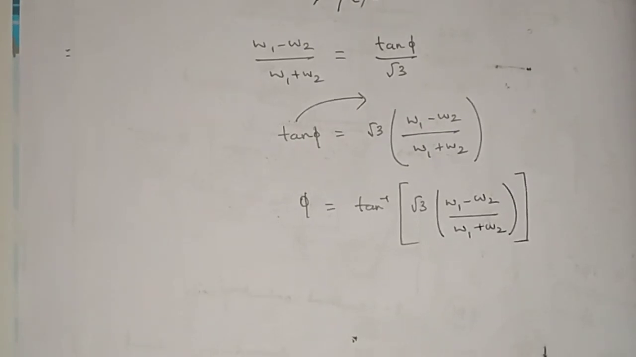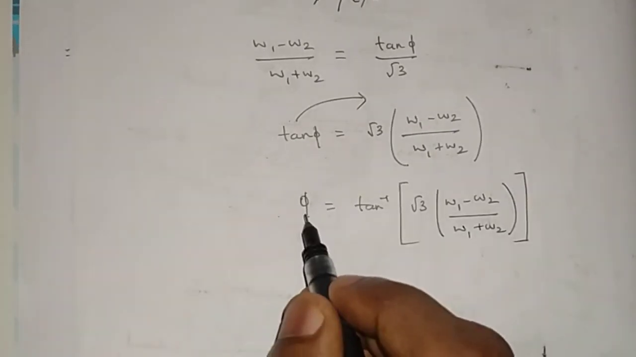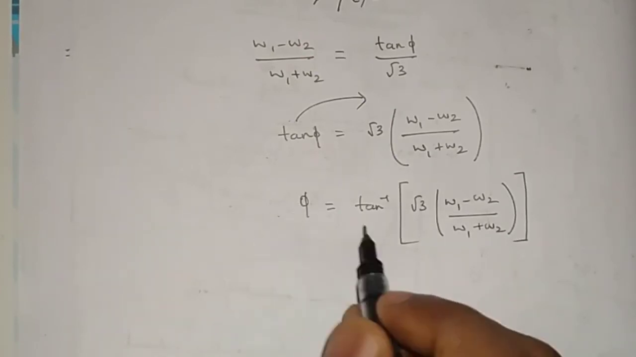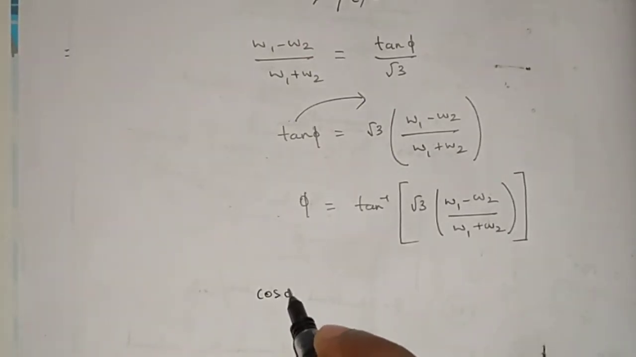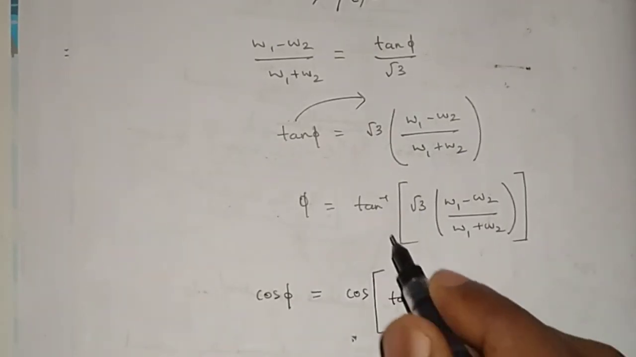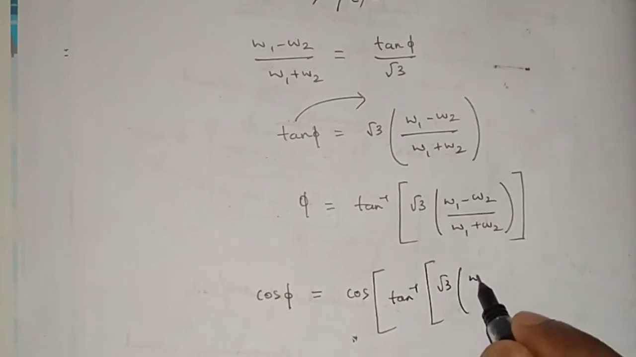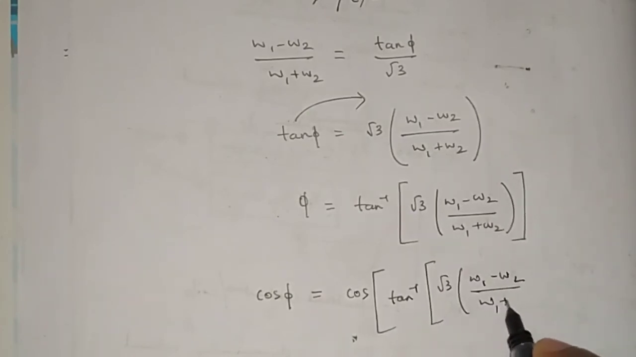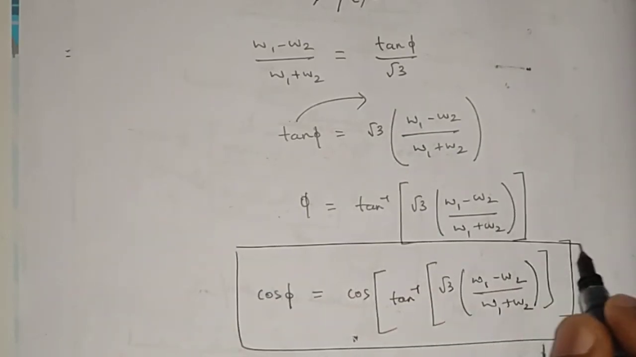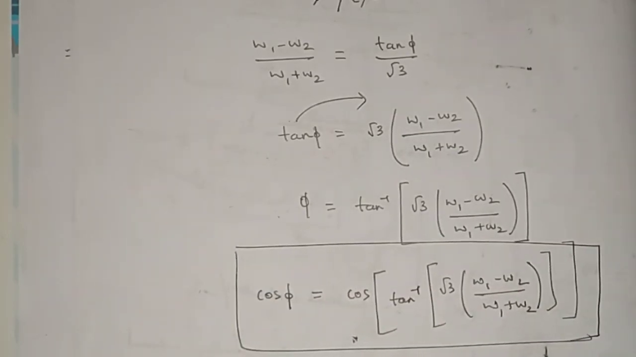Now I need to find out the formula for power factor, that is cos phi. So phi you got the answer. Now to find power factor cos phi, I need to take cos on both sides. So after that I will get cos phi on the left side. On the right side, cos of tan inverse, which is already there, root 3 times W1 minus W2 divided by W1 plus W2. So this will be the formula for power factor under the 2 wattmeter method.